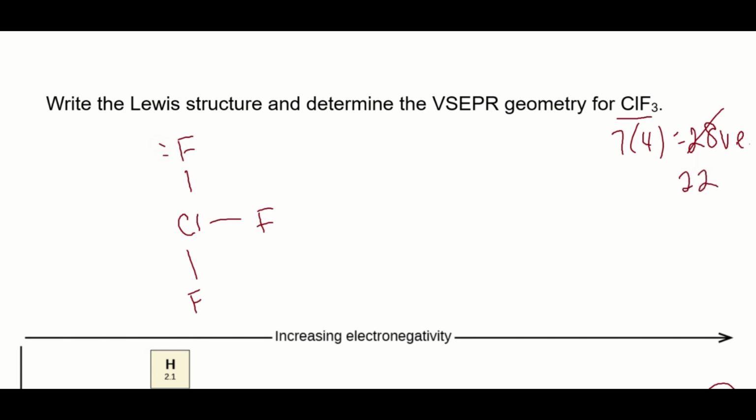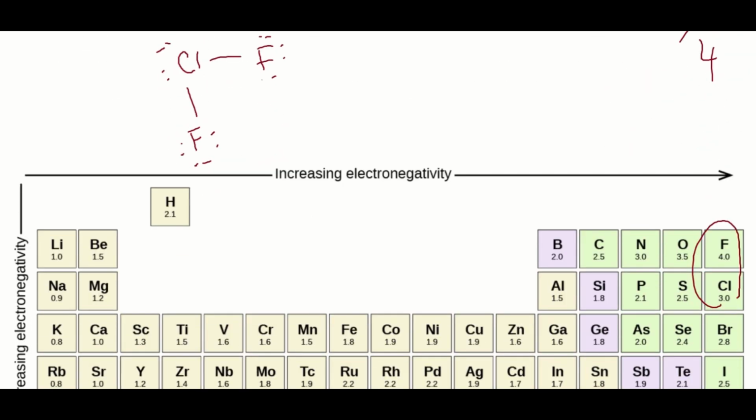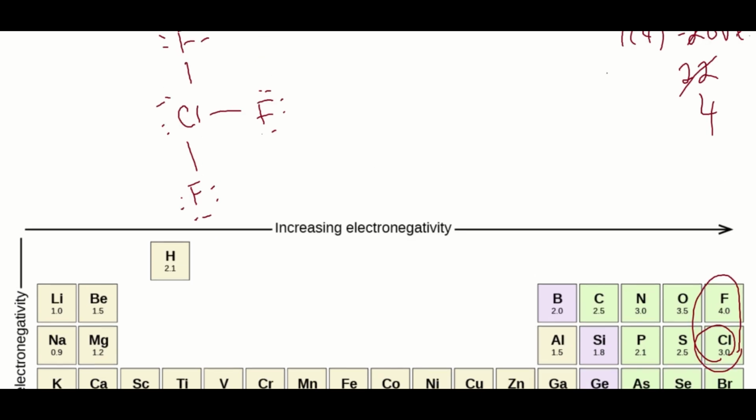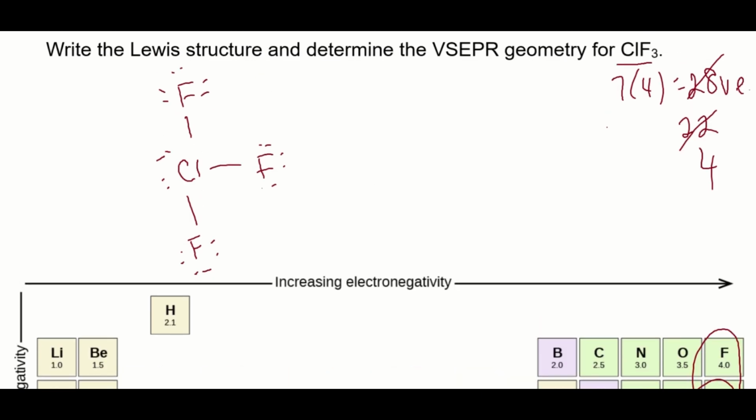Next, let's give the terminal atoms an octet. Each of the fluorines already has 2 valence electrons in the bonding pair shared with the chlorine, so they each want 6 more. That's going to use up 18 more, and we're down to 4 valence electrons. We can put them on the central chlorine, which is a period 3 element, which means it has d orbitals it has access to. We can give it an expanded octet.